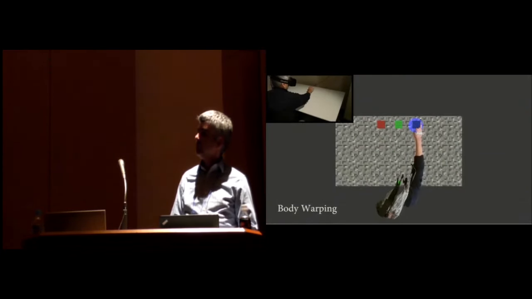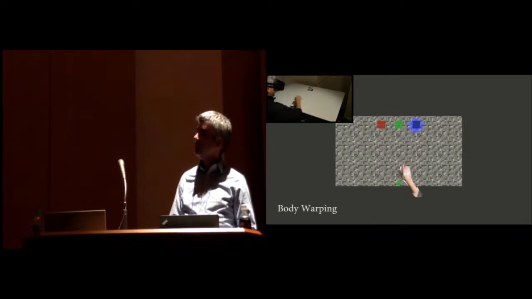Behind the scenes, we're using body warping. As you reach for the target, we warp your body space to provide the illusion that you are reaching for a different cube each time, when in fact every time you're touching the same single cube.